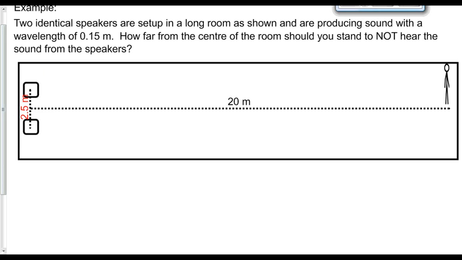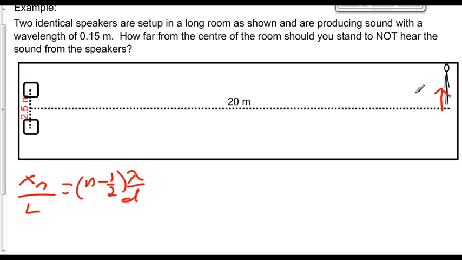All right, hopefully you didn't just skip ahead, and hopefully you've got something for me. So we're going to start with the expression x sub n over L equals n minus a half, lambda over d. And we want to find, where do you need to stand? So how far away from the center does this nodal line need to be? And hopefully you can recognize this is x sub n. We want to know, where do you have to stand?